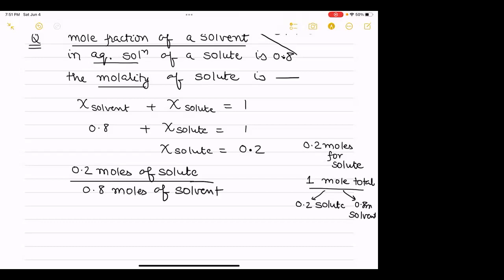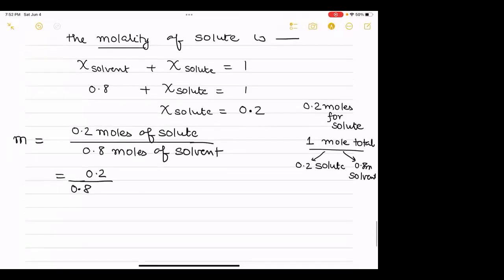But as per the definition of molality, I don't need the moles of the solvent. I need its mass in kgs. So 0.2 are the moles of the solute, that is okay. But 0.8 moles of the solvent, right? So I need to multiply it by the molar mass of the solvent in order to get the mass.